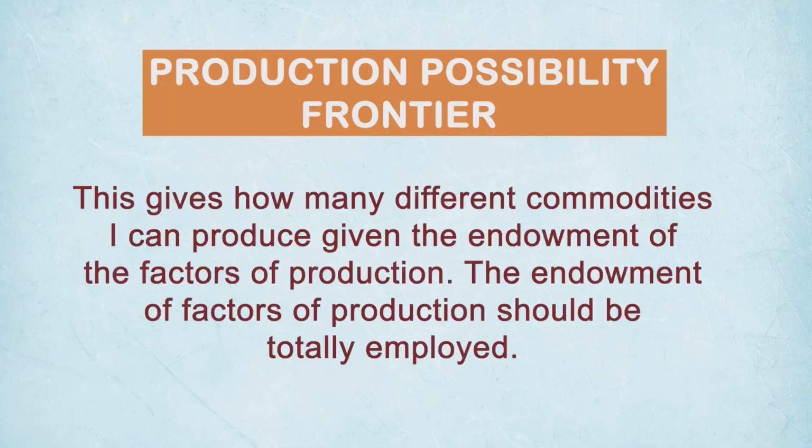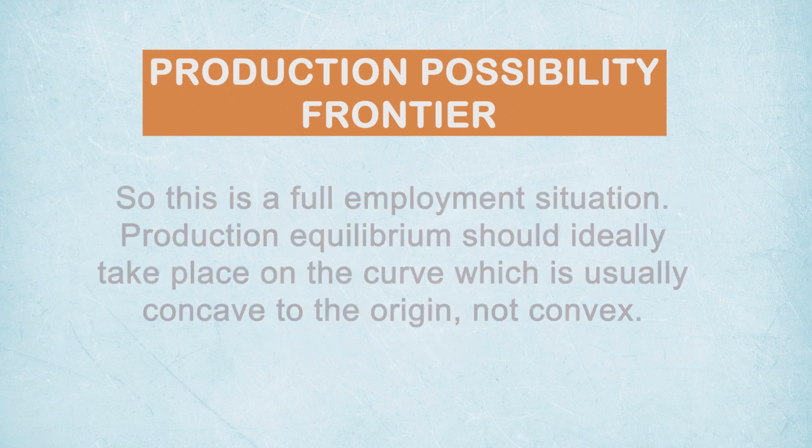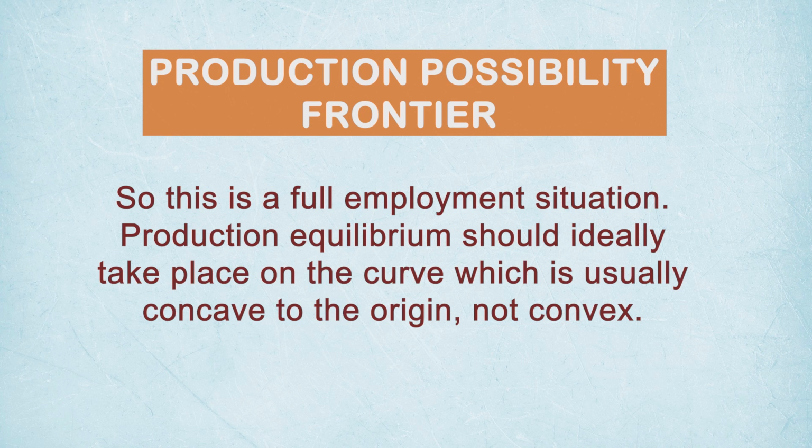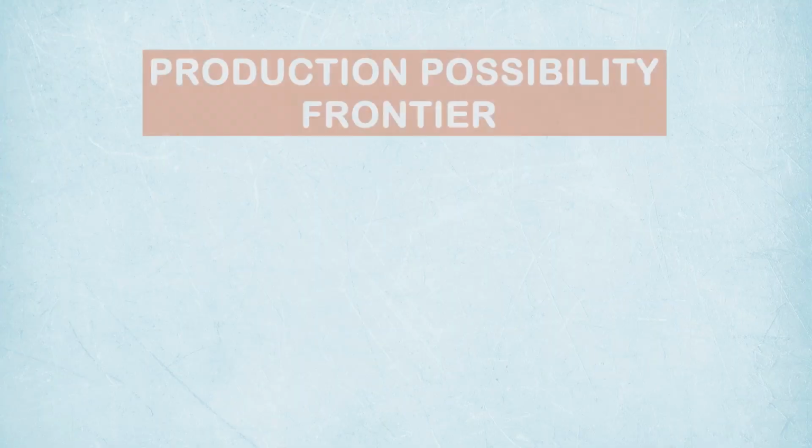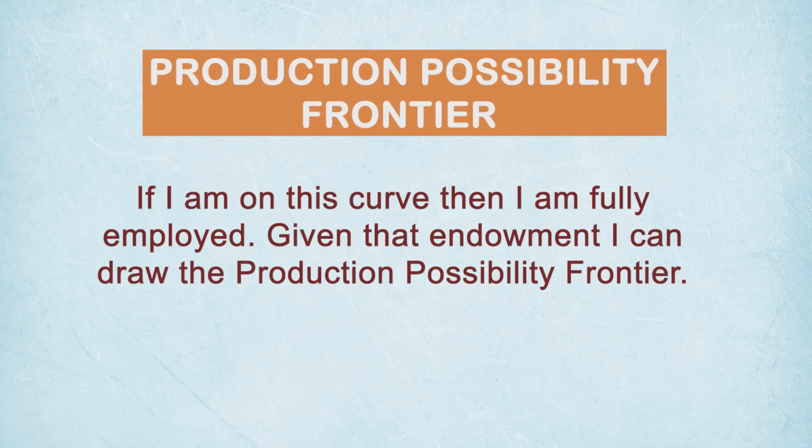Students, you all know the production possibility frontier of a country gives me how much of different commodities I can produce given the endowment of my factors of production. And keep in mind that the endowment of factors of production should be totally employed. So this is a full employment situation. And you know that production equilibrium should ideally take place on the curve, which is usually concave to the origin, not convex. Concave means it is bowed out like this kind of shape. So if I'm on this curve, then I am fully employed. So given that endowment, I can draw the production possibility frontier.